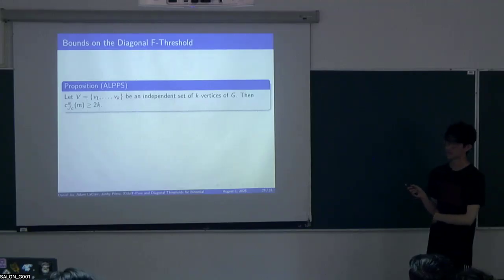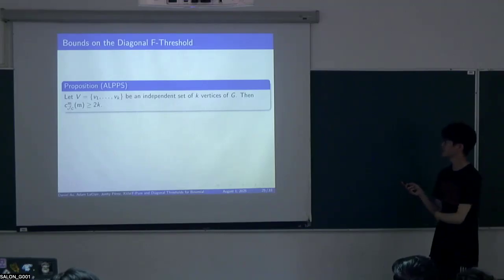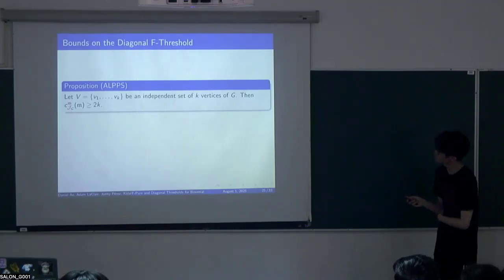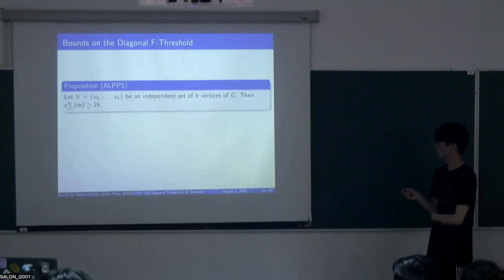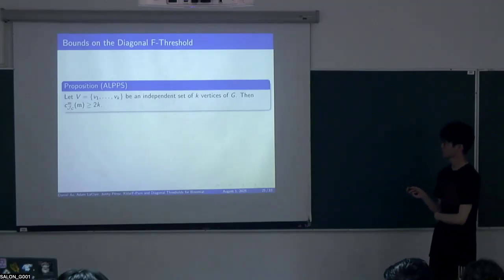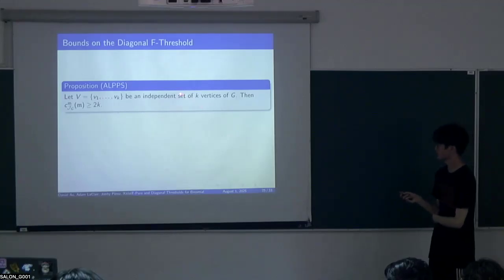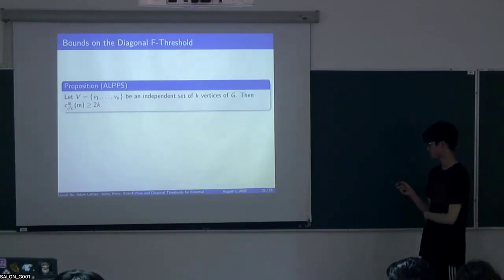So the previous method is a bit hard to apply to an arbitrary graph, but thankfully we have tools in general to provide lower and upper bounds for the diagonal F threshold. This first proposition gives us a way to give a lower bound for the diagonal F threshold. And for this, we actually only need to look at the graph itself. So we have k independent vertices. These are vertices with no edges between them. Then the diagonal F threshold is bounded below by 2 times k, or 2 times the number of vertices.